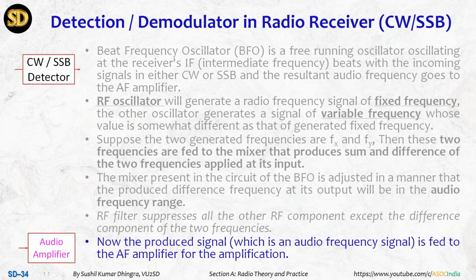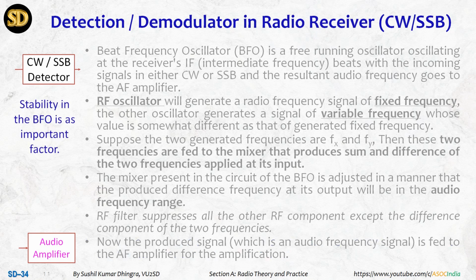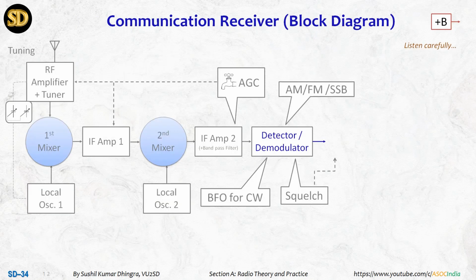Now the produced signal, which is an audio frequency, is fed to the AF amplifier for amplification, and the previous and further stages are the same. Where is the difference? Only and only in the detector stage. And here one thing you have to remember: stability in the BFO is a very important factor. If you are not able to maintain its stability, then there is a difference in tone, and it will sound like music, and we will face a problem decoding it. So stability is a very important factor for a CW receiver.